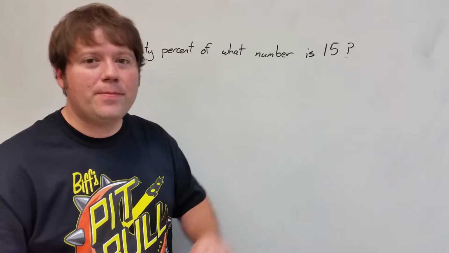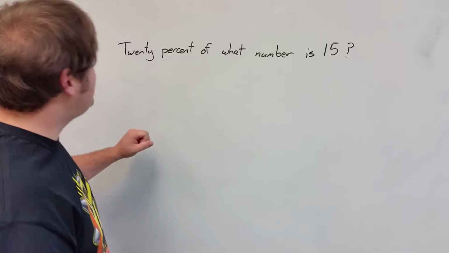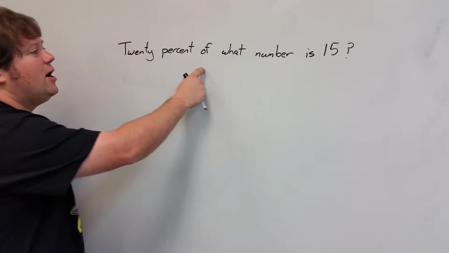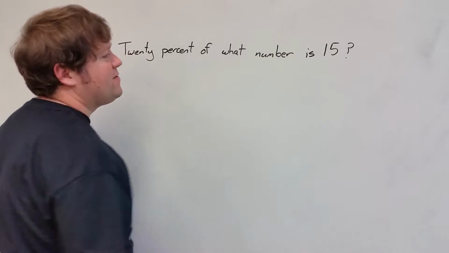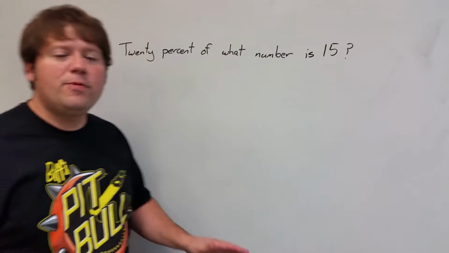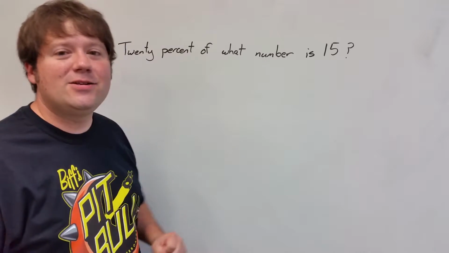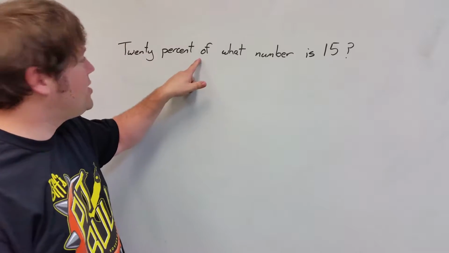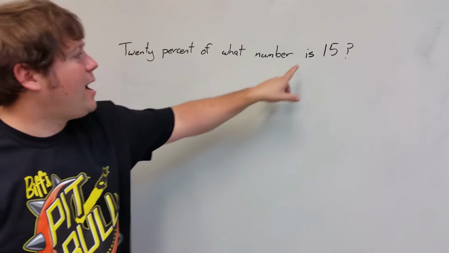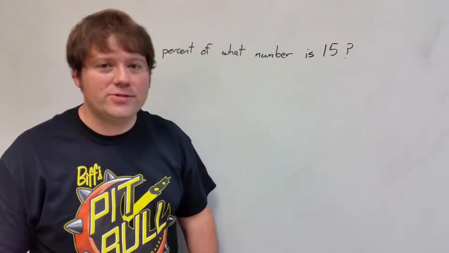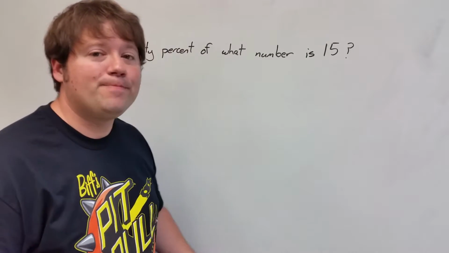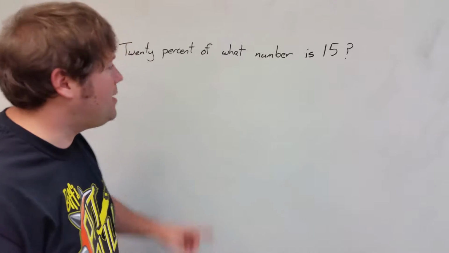We're going to start with just a basic percentage problem. This one says 20% of what number is 15? Now, we've learned before that whenever we have an English sentence that we need to translate into a math problem, usually the word of means times, and usually the word is means equals. And in this case, that is what they mean. So let's write this out as a math problem.